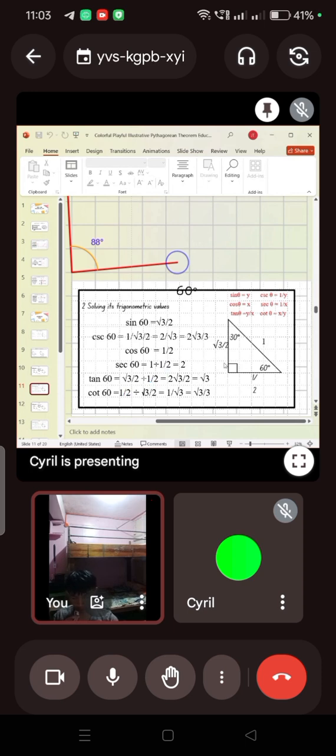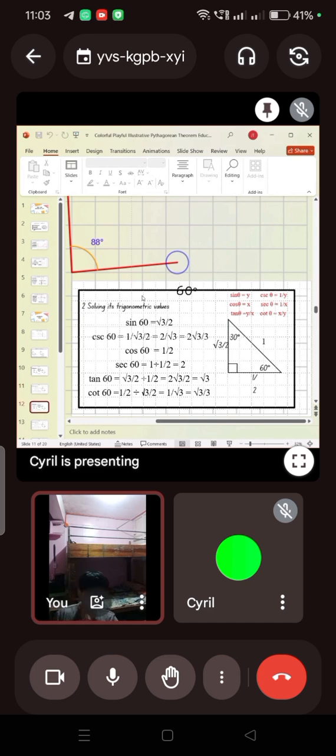For cotangent, we only have to divide x by y. So in this example, you have to divide 1 half by square root of 3 over 2. This results in 1 over square root of 3, which becomes square root of 3 over 3.